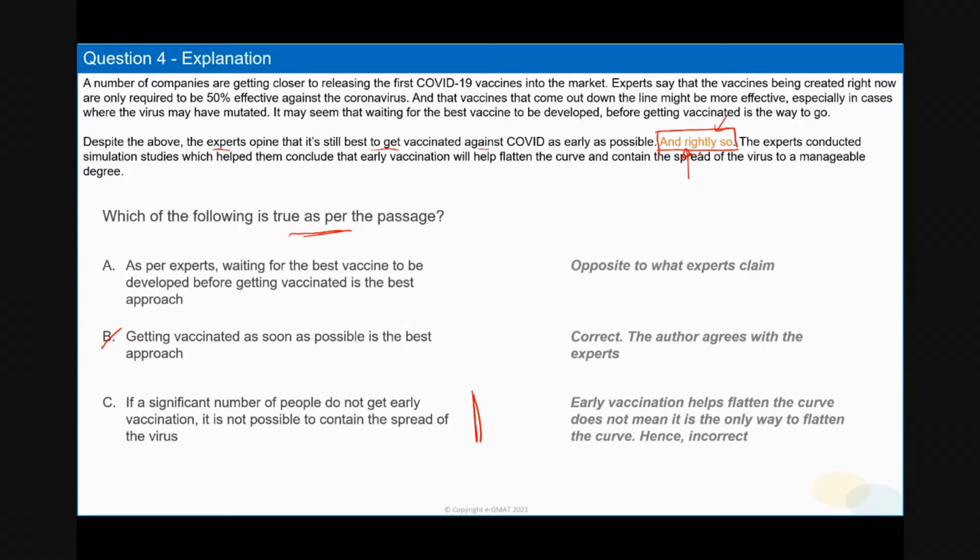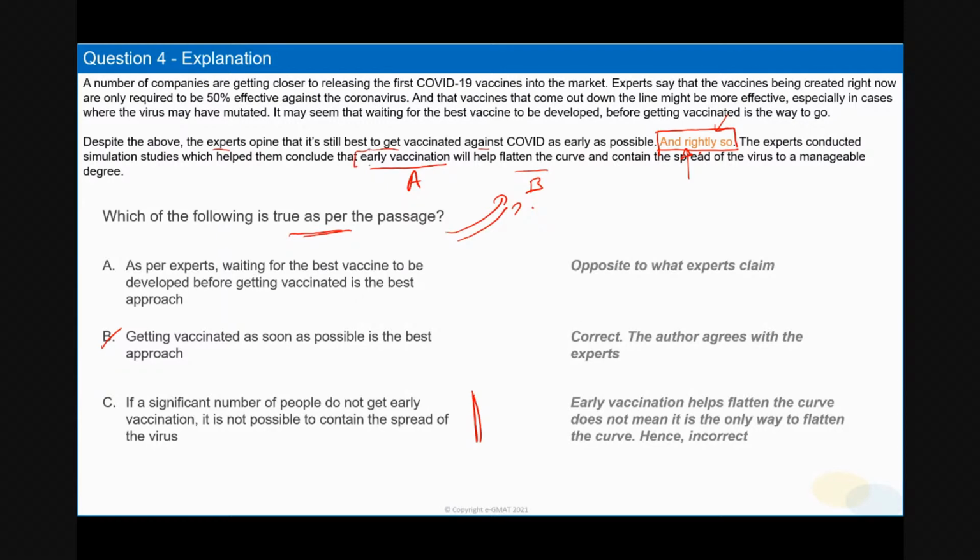Option C says if a significant number of people do not get early vaccination, it is not possible to contain the spread of the virus. Why is this incorrect? All we are given is that early vaccination, let's say A, will help flatten the curve, let's say B. All you know is that early vaccination will help flatten the curve. That does not mean that if early vaccination does not happen, the curve cannot be flattened. That's not true. There could be multiple other things that can help in flattening this curve. Maybe I don't do early vaccination, maybe I do something else.